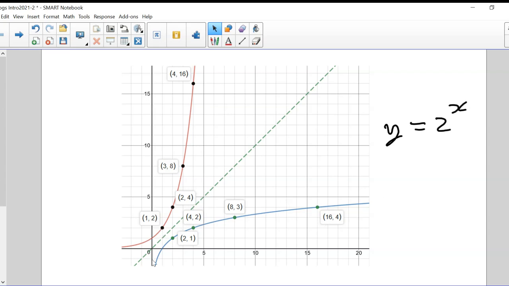The point 1, 2. If you raise 2 to the power of 1, you get 2. 2 to the power of 2 gives you 4. 2 to the power of 3 gives you 8, and so on. So these are the points that you would get on a 2 to the power of x graph.